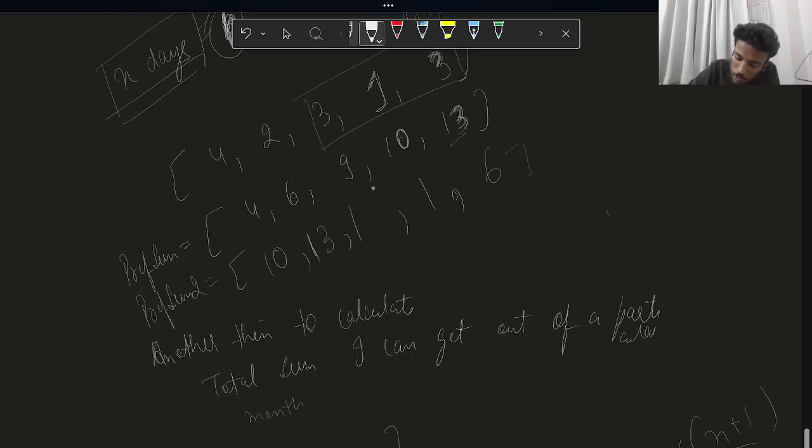19. Okay, 20 and 26. I hope this is correct. So this is the prefix sum 2 array.